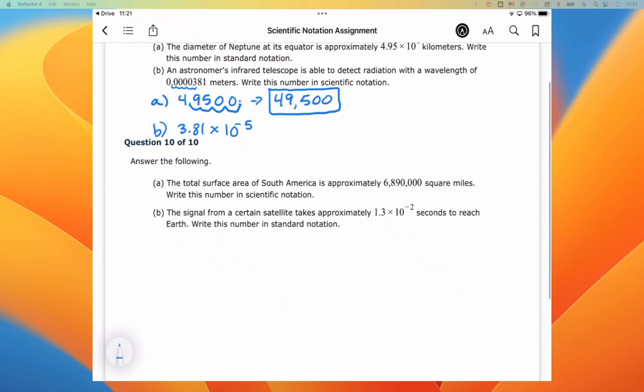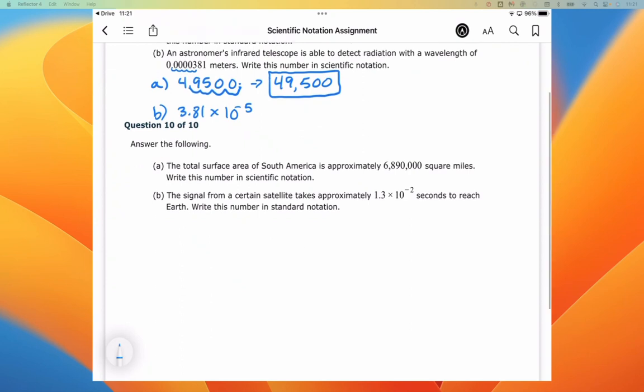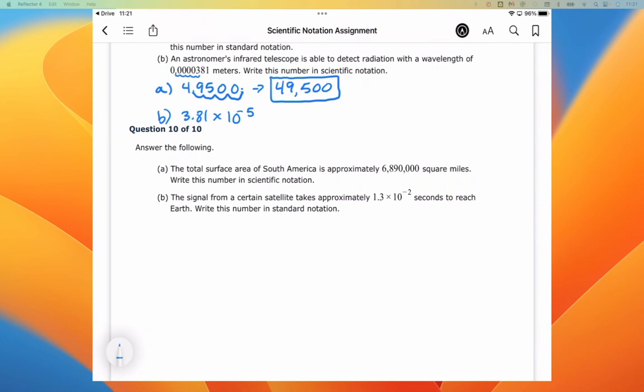And lastly, the total surface of South America is approximately 6,890,000 square miles. We're asked to write that in scientific notation. So starting with our decimal here, we need to go to the left 1, 2, 3, 4, 5, 6 spots to only have one number in front of the decimal that is not 0. And so we get 6.89 times 10, we move 6 spots, so to the power of 6. And that is a positive 6 because this number is much larger than 1.